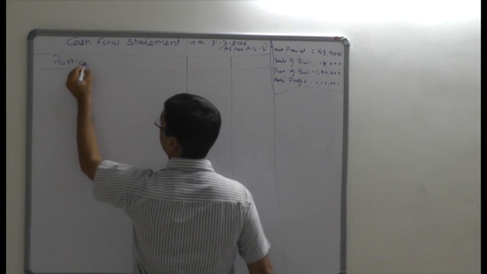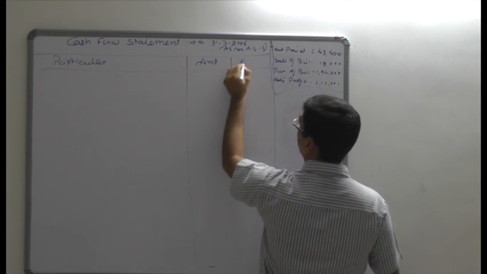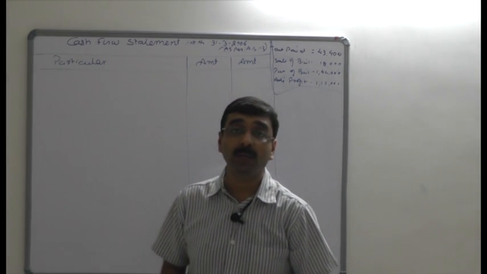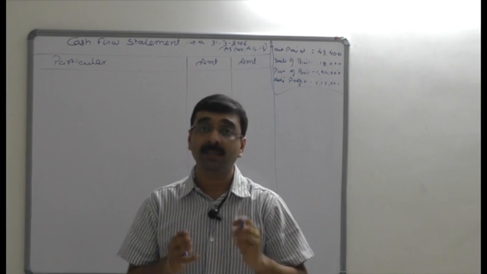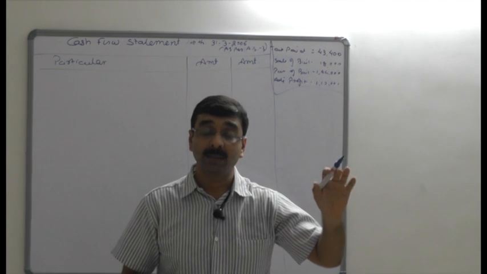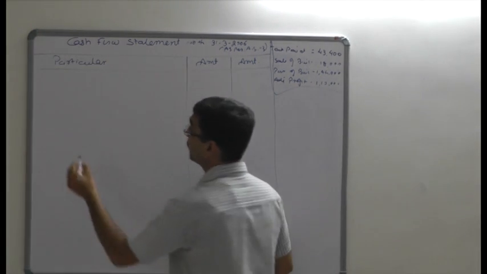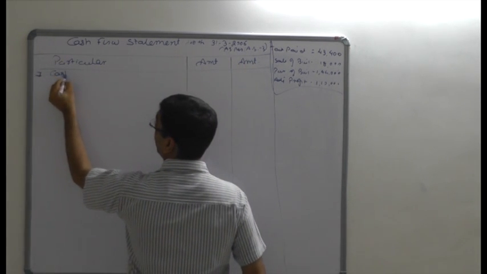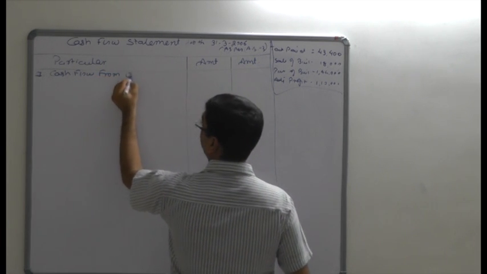Particulars, and the 2 columns for amount, and it begins with the part of operational activities. Some operational activity is already prepared in the adjusted P&L account, but still it would be considered here. So now we will start. First is cash flow from operating activities.